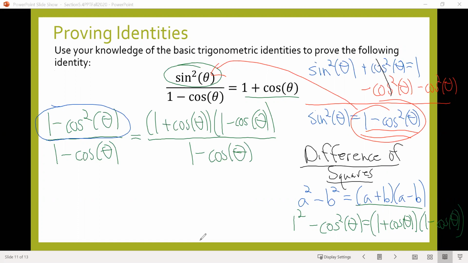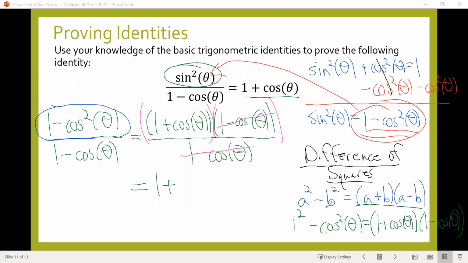And notice now, because everything on the top, we have two expressions being multiplied. In this case, we can now cancel this 1 minus cosine with this 1 minus cosine down here. And again, that's because everything on the top is being multiplied. If it wasn't, that wouldn't work. Or those two expressions are being multiplied, I should say.